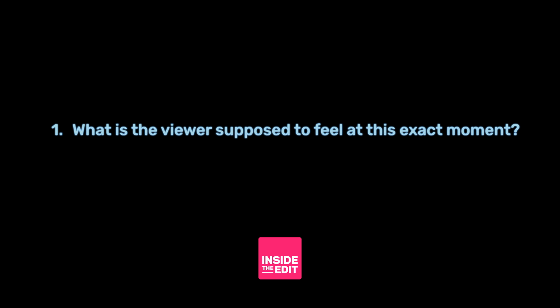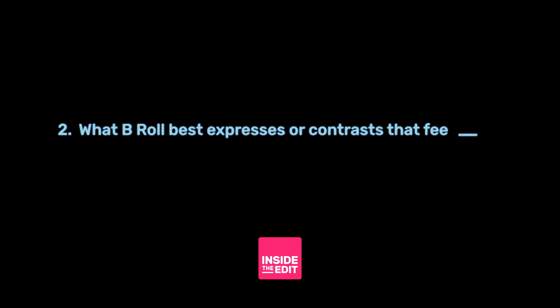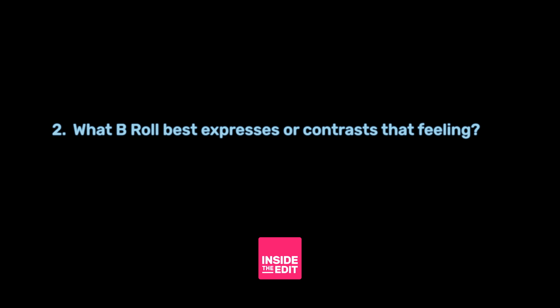So here's where many editors go wrong. They think B-roll is just there to cover the cuts. Professionals know it's there to structure the story. You must train yourself to see every sequence as a puzzle with two layers. Number one, what is the viewer supposed to feel at this exact moment? That's the emotional target. And number two, what B-roll best expresses or contrasts that feeling? And that's image selection. That's not decoration. That is design.